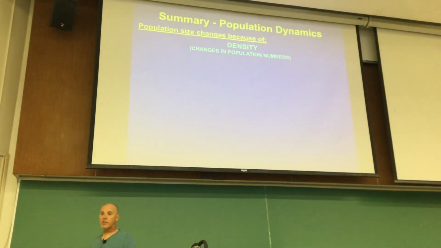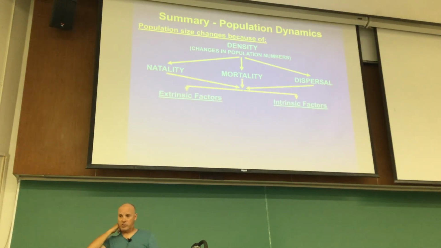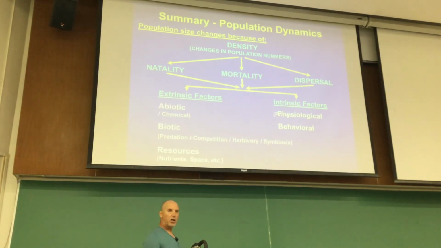All right, so we have density. We're interested in the changes in density over time, population dynamics, right? Well, what impacts that? Birth, death, and immigration, dispersal, right? Migration. Well, what impacts birth, death, and dispersal? Well, there are factors extrinsic to the organisms and factors that are intrinsic to the organisms. What are they? So intrinsic factors are the physiological and the behavioral components of an organism. Extrinsic factors are abiotically, what does the environment look like?